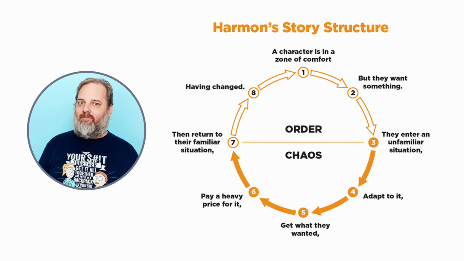First up is Dan Harmon's Story Circle. Now, Harmon is a TV writer. He created Rick and Morty and Community. He basically simplified Joseph Campbell's hero's journey into 8 beats. Now, his goal was basically just to make stories more character-focused and emotionally satisfying. So the big idea is that it's all about change. Your character is going to start off in their comfort zone, they get pulled out of their comfort zone, they learn something, they face challenges, and then they come back transformed.